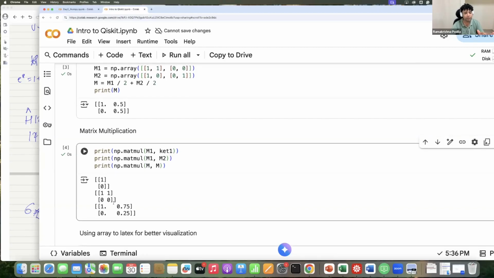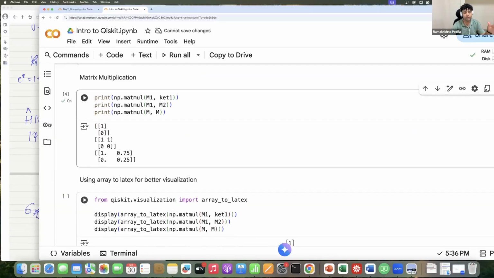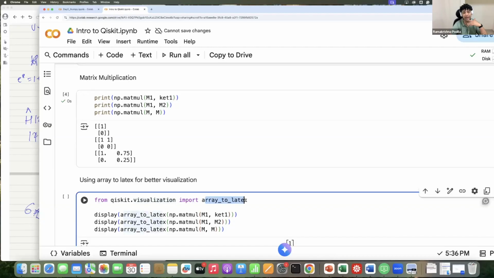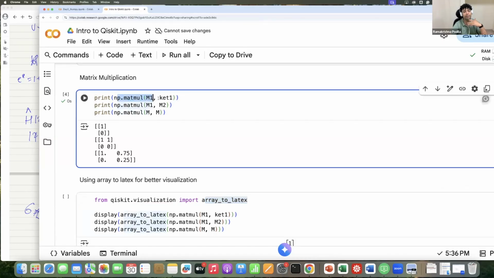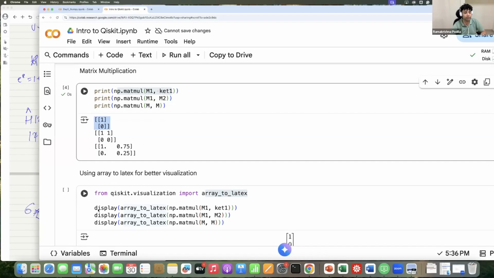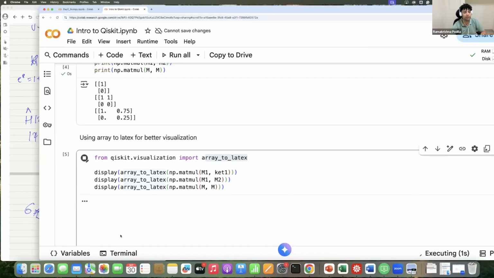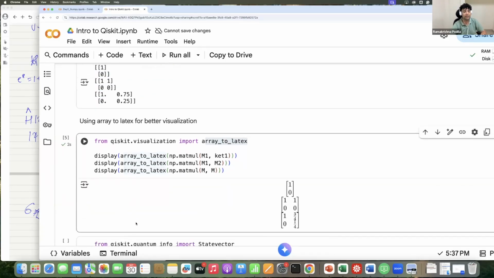So for better visualization, you can go to Qiskit. Qiskit is the quantum module, right? And import from Qiskit.visualization this thing called array_to_latex. So whatever is computed here, for example, when we did this np.matmul of M1 and ket 1, it shows like this, a little bit ugly to look at. When you put it in LaTeX, it looks a little bit better. You can more clearly see how you would write it.